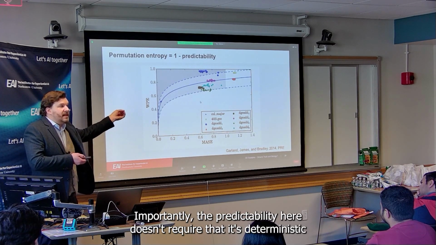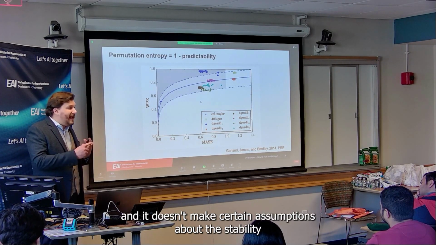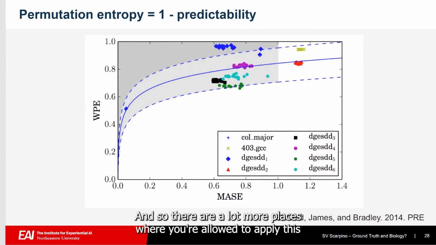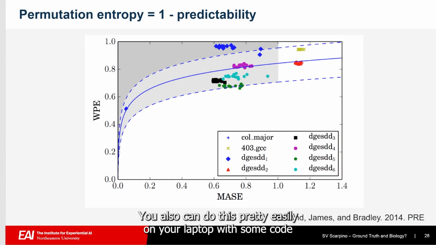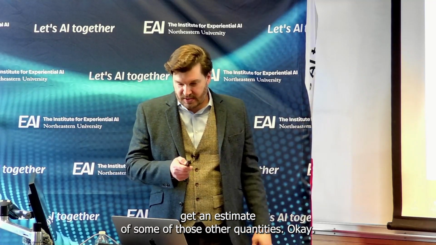Importantly, the predictability here doesn't require that it's deterministic, and it doesn't make certain assumptions about the stability of the model structure. And so there are a lot more places where you're allowed to apply this than you are for Lyapunov stability. You also can do this pretty easily on your laptop with some code, as opposed to what you would need to do to actually get an estimate of some of those other quantities.